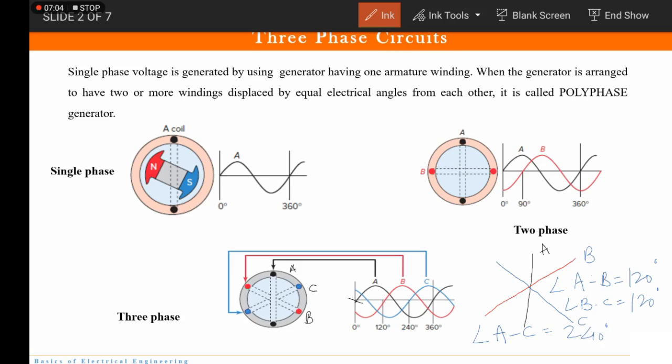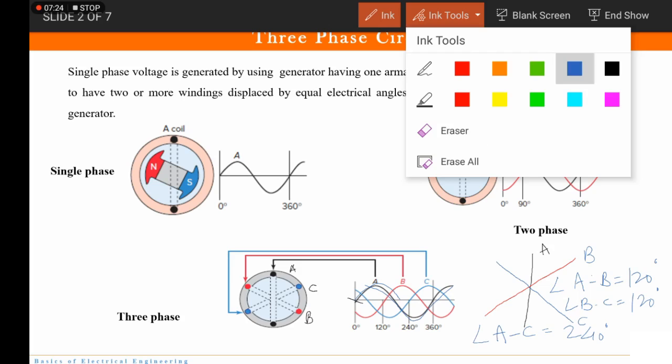Understood? Okay. So here now we have three windings. So three signals will be produced, right? So you can see that A is starting at 0, right? See, this is A winding. Now then you have B. Let me draw it once again.